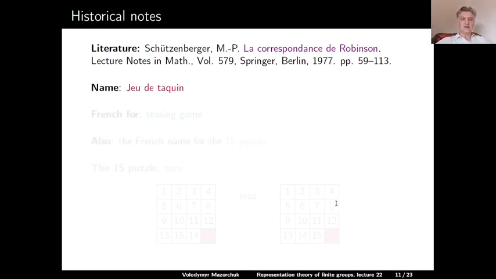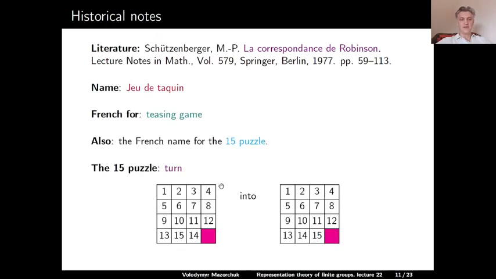So the theorem itself comes from the paper La correspondance de Robinson by Schutzenberger from 1977. And the formal translation of the name jeu de taquin is the teasing game, but it is also the French name for the 15 puzzle. So the 15 puzzle consists of the 4x4 box with 15 bricks in this box marked by numbers, which are normally organized 1, 2, 3, 4, 5, 6, 7, and so on, left to right, top to bottom.